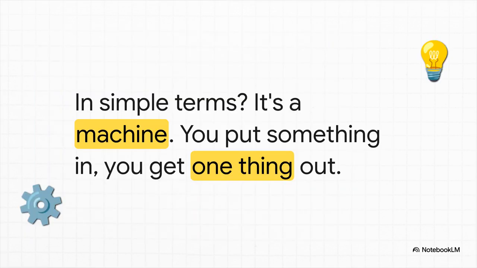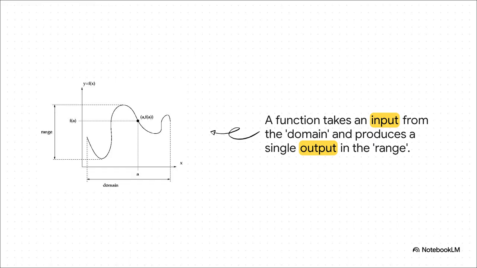So yeah, let's just strip away all the jargon. It really is that simple. It's a machine. You put a number in, the machine follows its rule, and it spits exactly one number back out. That's it. And this visual gives us a couple of key technical terms. The collection of all the things you're allowed to put into the machine, that's called the domain. And the collection of all the possible things that can come out of it, that's called the range. So you grab an input from the domain, and you get an output in the range.